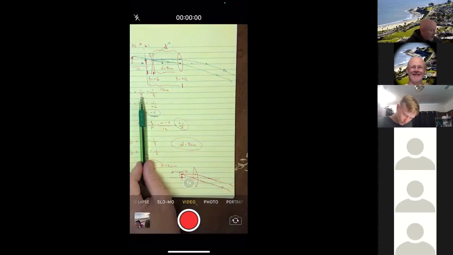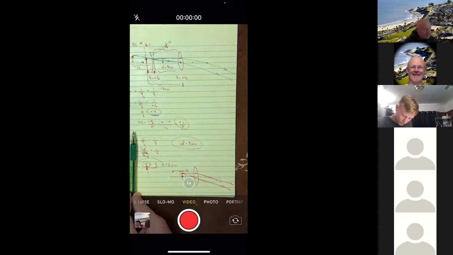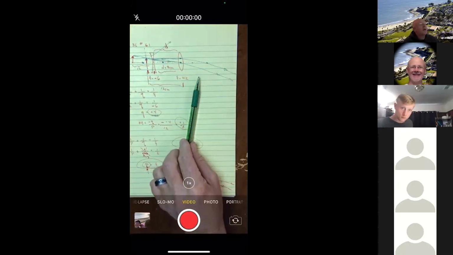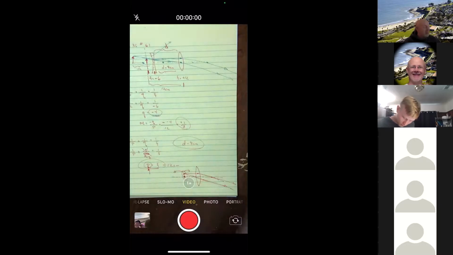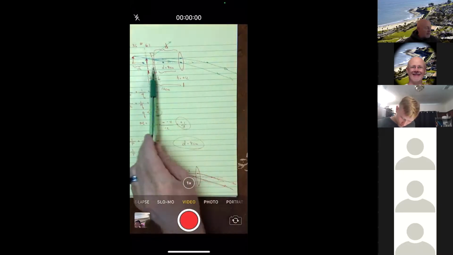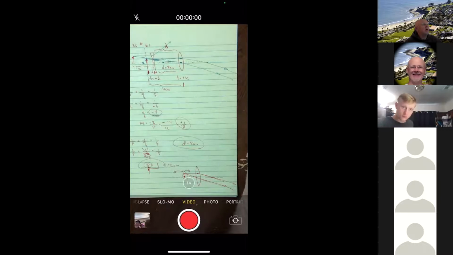So I like the math part of this problem. I'm not sure I like the ray drawing diagram of this problem, because drawing ray diagrams when it's right at the focal point, I think can be more confusing than helpful for students.